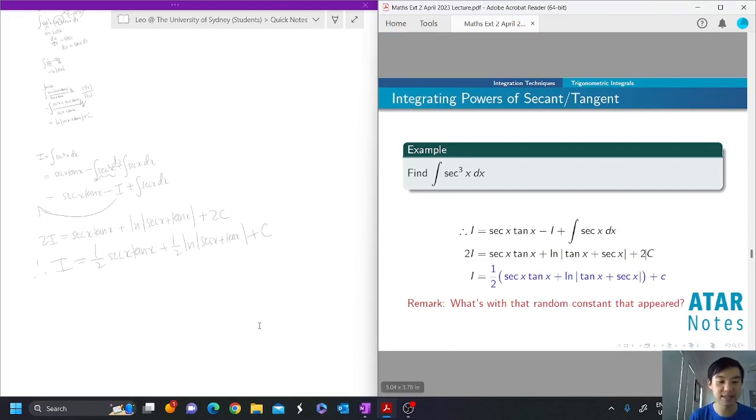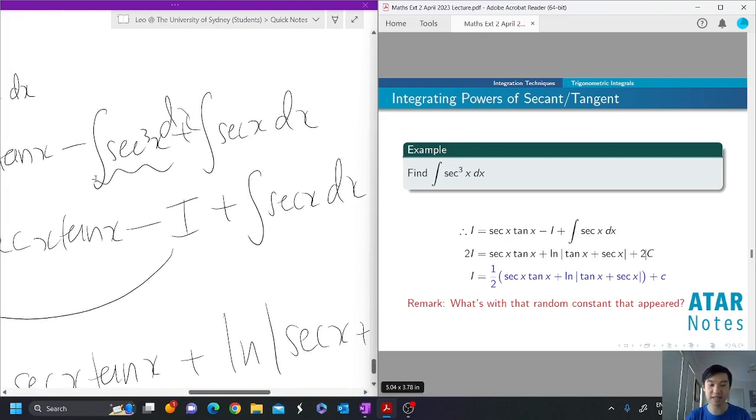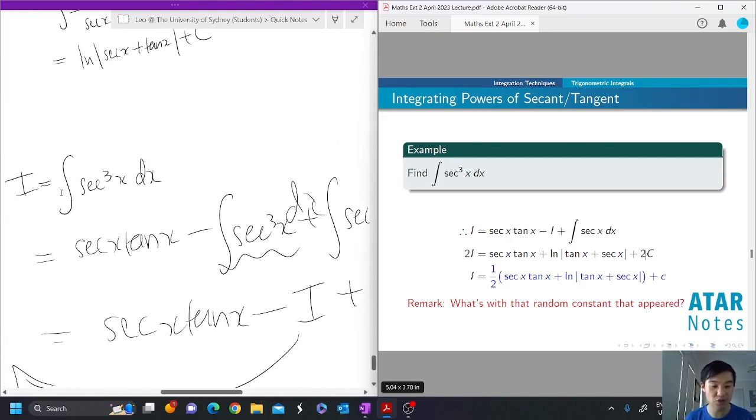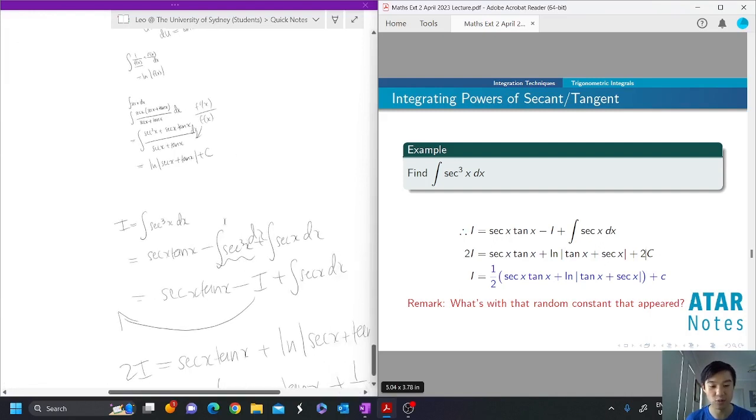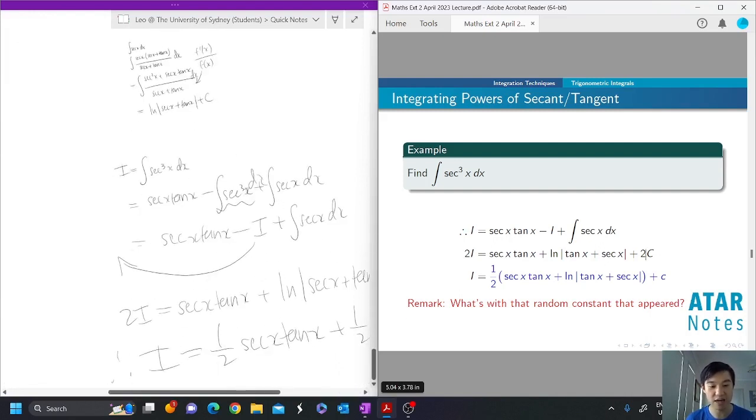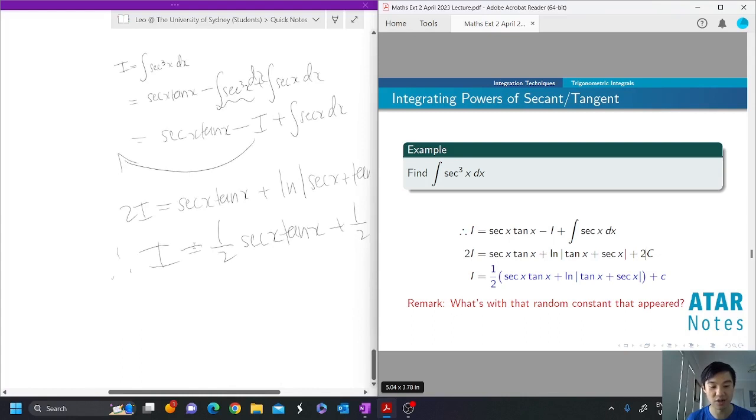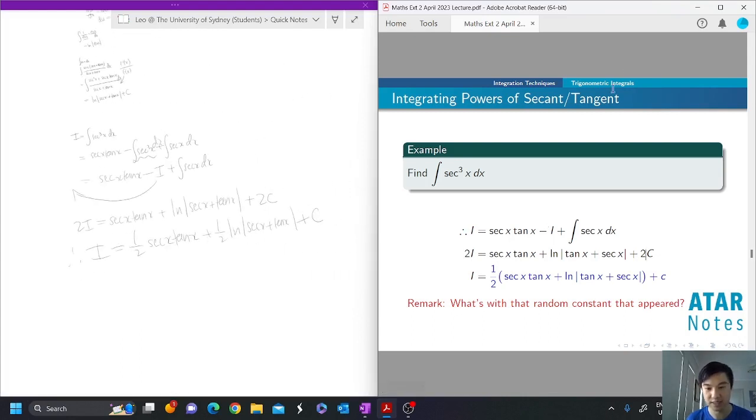So you can see this is a typical extension 2 sort of technique, where in the process of integrating, you actually get the original integral back in your working, which means that you have to take it to the other side so that you can get what the actual integral is.